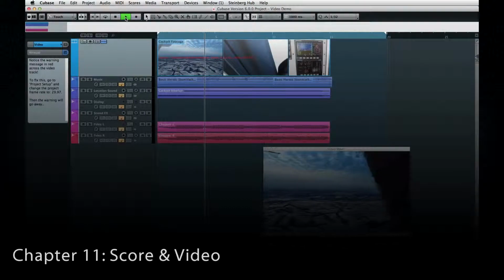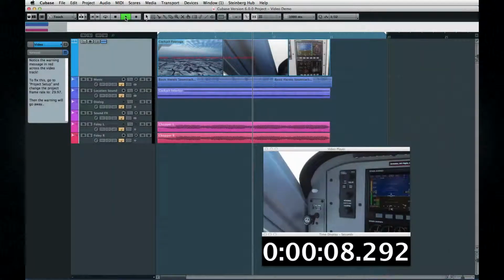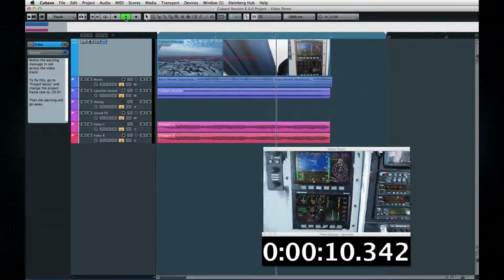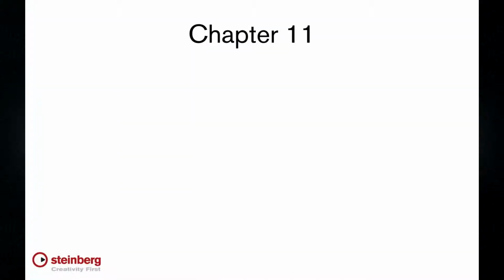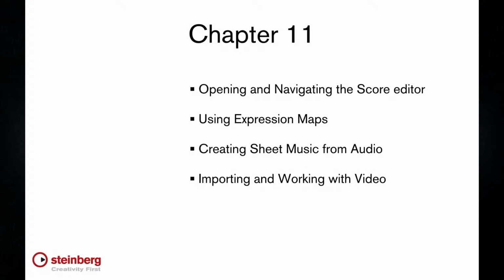In this chapter, we're going to introduce you to the score editor and the fundamentals of working with video in Cubase. And by the end of this chapter, you should have a solid understanding of opening and navigating the score editor, using expression maps to expedite scoring, creating sheet music from an audio part, importing and working with video, and replacing the soundtrack in video file.